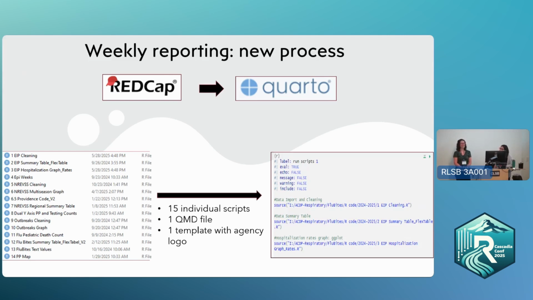So the left picture shows the 15 individual scripts that are used for our report. These scripts include data cleaning steps. It also includes how we create our tables and our figures. And the reason why we have a script for each one is it allows Quarto to pinpoint the errors more easily, which also helps us with troubleshooting, especially during our initial rollout.